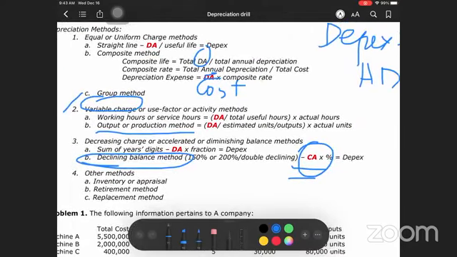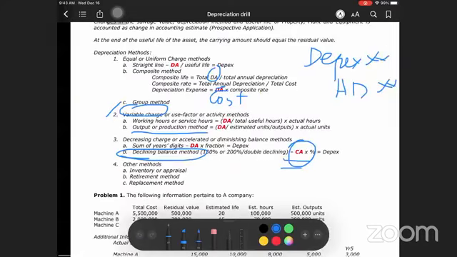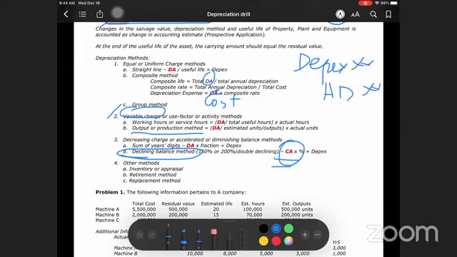Okay, the first is equal, the second is variable, depending on the actual use, di ba? How much is the actual output. Number 3, you have the decreasing charge, or accelerated, or diminishing balance method. So we say decreasing, so every year the depreciation expense diminishes, di ba? It is diminishing, so your depreciation expense is decreasing. So year 1, year 2, year 3, year 4, it diminishes.